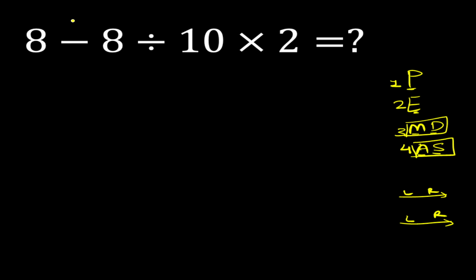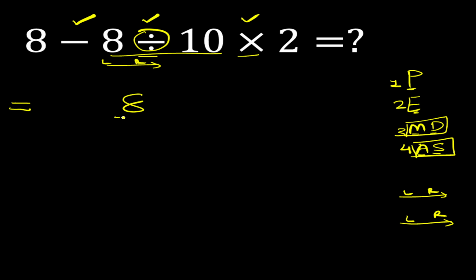So in this problem, we have one subtraction, one division and multiplication. So first we have to solve division and multiplication, and both have equal priority. So we have to solve it from left to right. So first we have to solve this division. So now 8 divided by 10 can be written as 8 upon 10, right? Now 8 divided by 2 is equal to 4. 10 divided by 2 is equal to 5. So 4 upon 5, right?